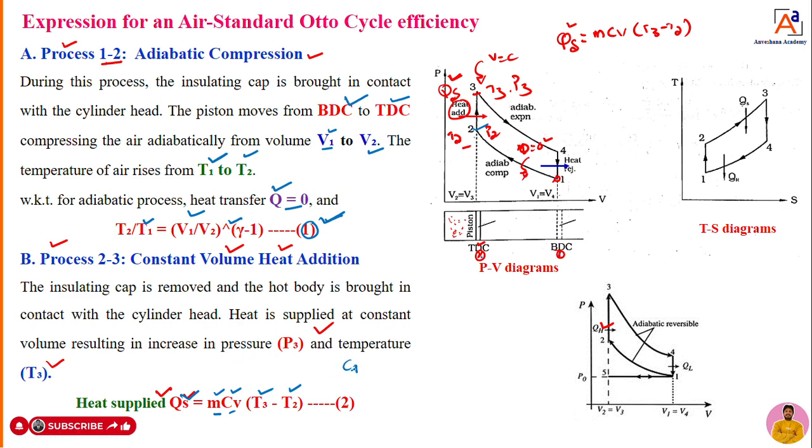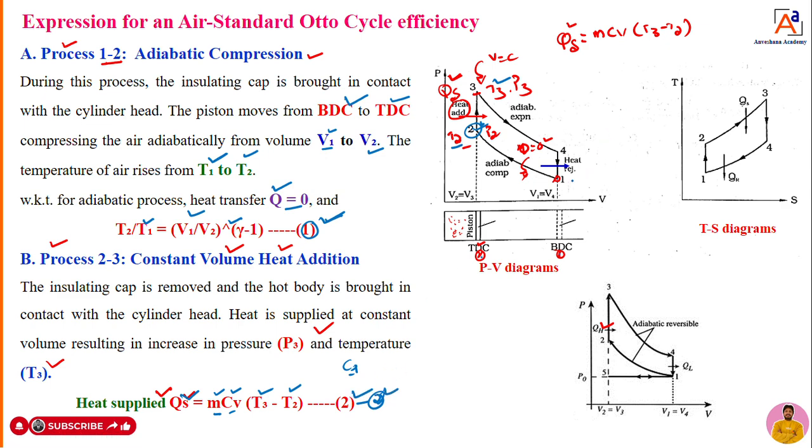One more will come, Cp also will come, specific heat at constant pressure, that we will discuss in detail in the upcoming diesel cycle. Cv into T3, what does T3 mean? Temperature of the gas at a particular point 3, that is T3. Then T2 means temperature of the gas at point 2, that is T2. So I will call this equation number 2.